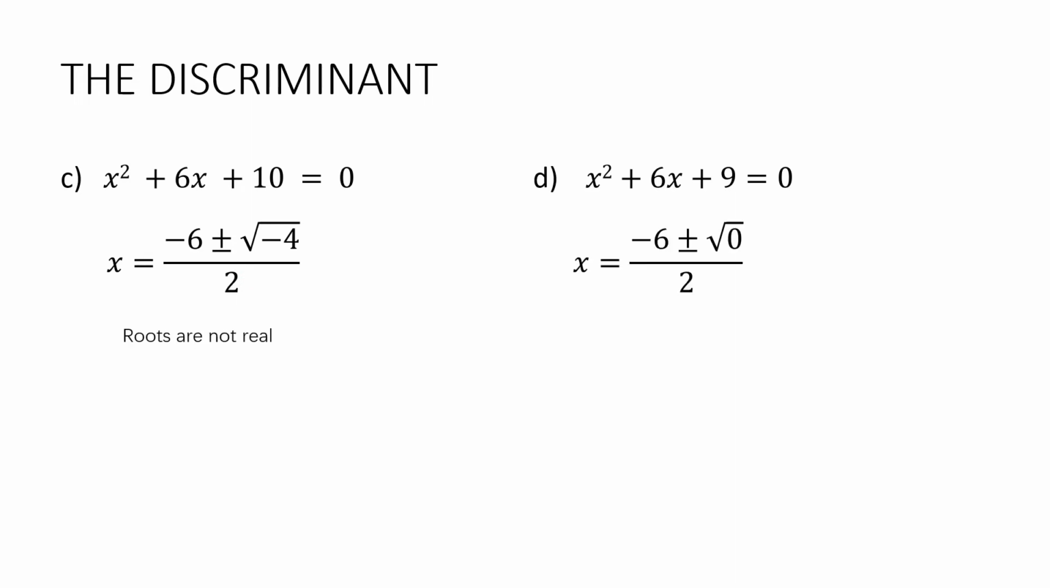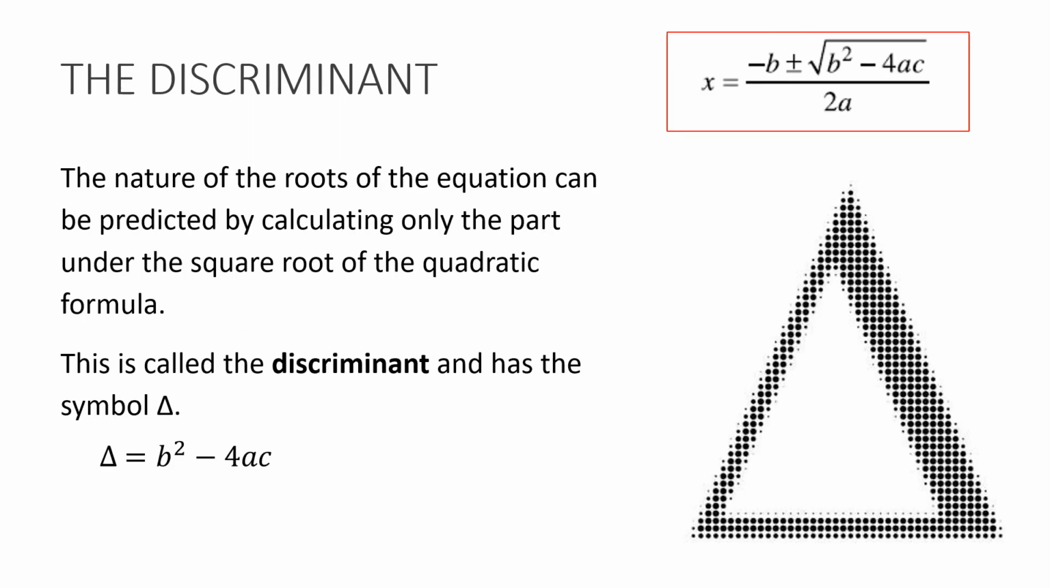And then finally, x is equal to negative 6 plus or minus the square root of 0 all over 2. And this 0 wipes out the plus or minus because we can't have plus or minus 0, and we end up with only one answer. But we say the roots are real, they are equal, like they're negative 3 and negative 3, and they are rational. Now there is a shortcut.